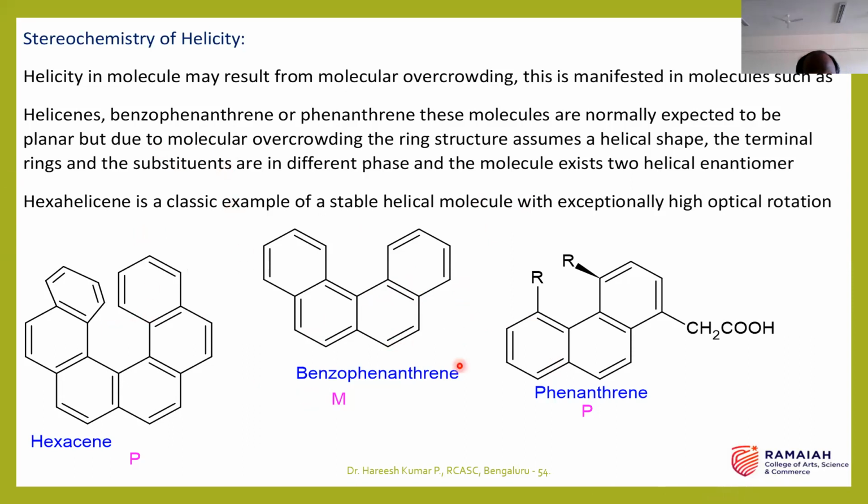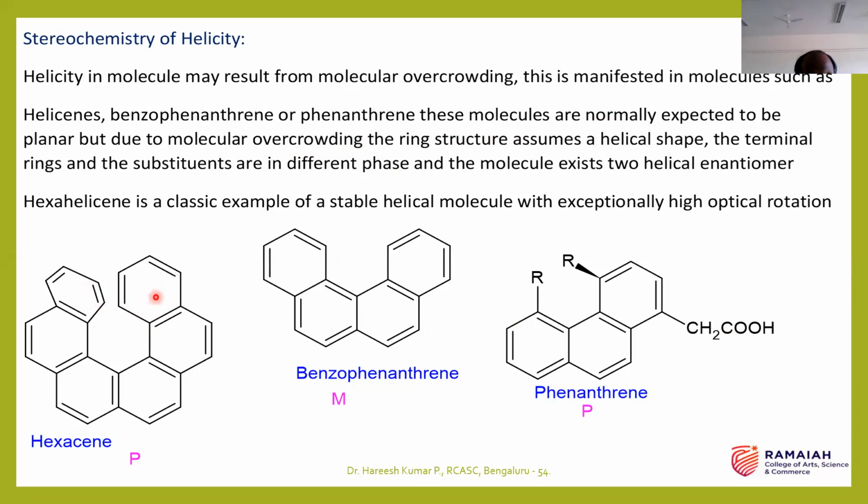This kind of molecules, more particularly overcrowding. See, for example, hexacene, pentacene, and this is benzophenanthrene and phenanthrene. If there are substituents, more particularly bulky substituents, these molecules exhibit optical activity because of molecular overcrowding. And these two terminal benzene rings are in different planes.